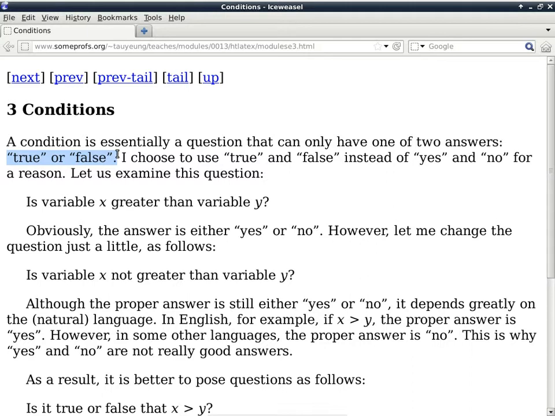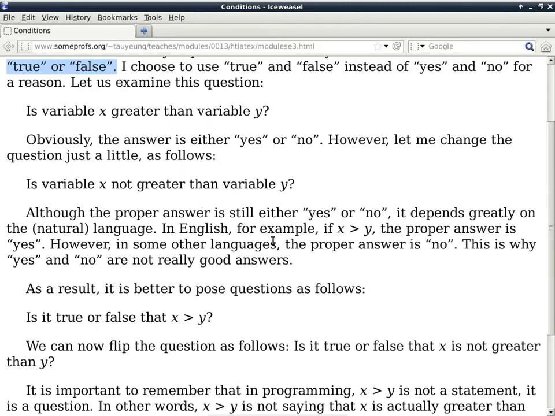So in programming, we don't want answers like "sort of." We want really, really black and white answers, and not even yes or no. We want answers like true or false. The rest of this slide really just talks about why we don't want to use yes or no, because it is language dependent. It also depends on how you phrase the original question. So we don't want to deal with yes or no because it is ambiguous. We want to deal with just true or false in this class.